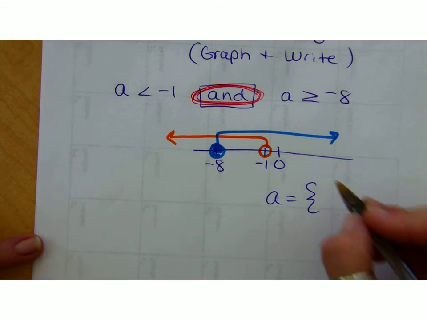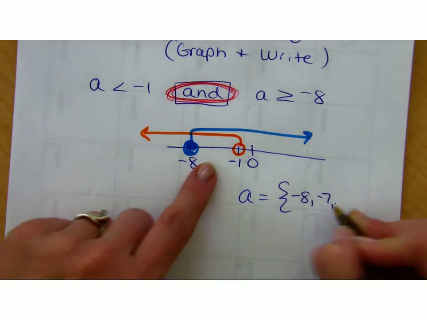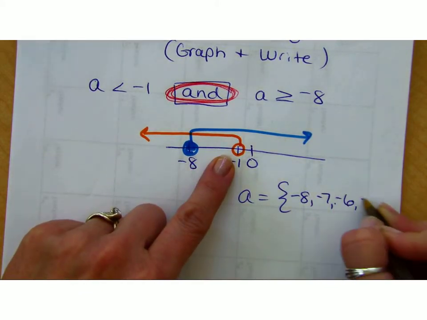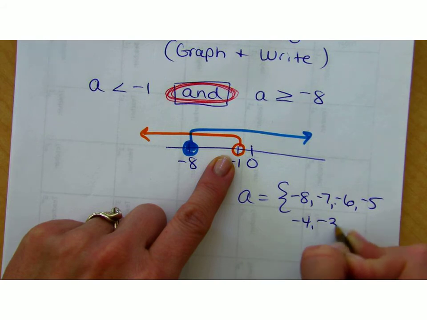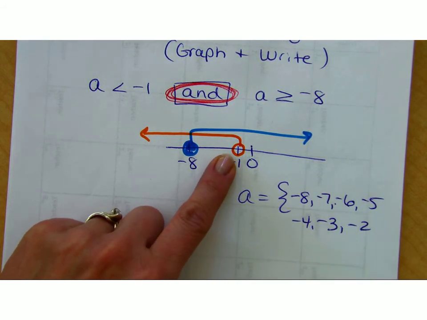Yes, so she's saying, it could be -8, -7. I'm going this way, -6, -5, -4, -3, and then she knew to stop at -2 because it can't be -1. What's your question, Daniel?